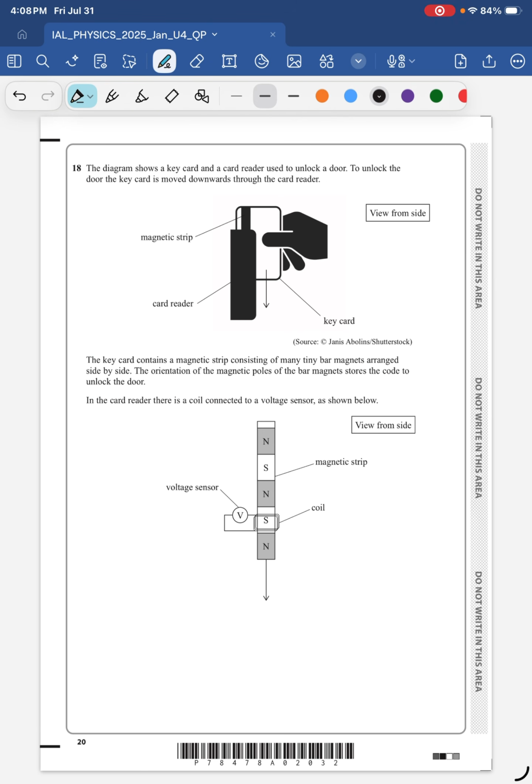Okay, question 18. The diagram shows a key card and a card reader used to unlock a door. To unlock the door, the key card is moved downwards through the card reader. The key card contains a magnetic strip consisting of many tiny bar magnets arranged side by side. The orientation of the magnetic poles of the bar magnets stores a code to unlock the door. In the card reader, there is a coil connected to a voltage sensor as shown below.